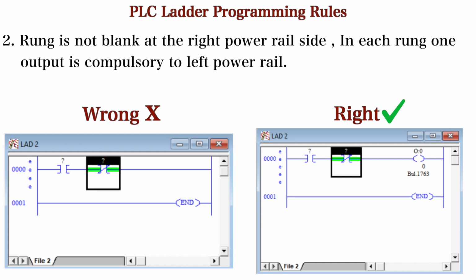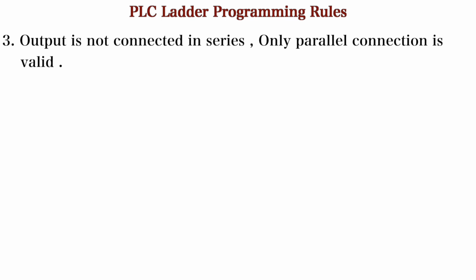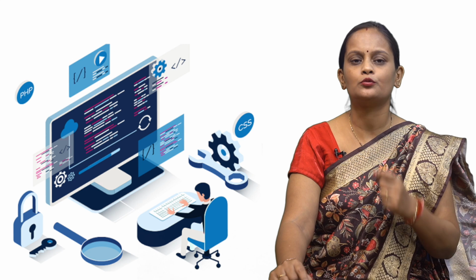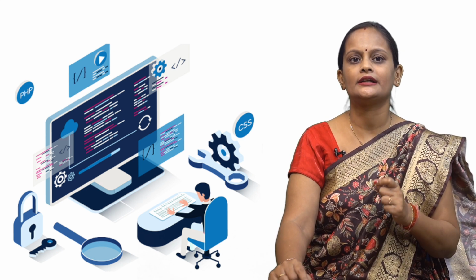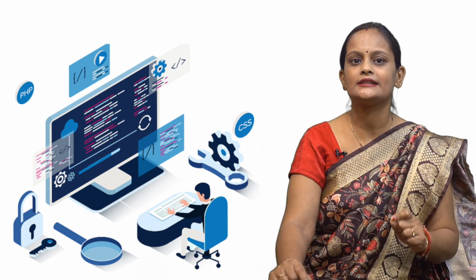Next, the third rule: the output cannot be connected in series, only the parallel connection is valid. It means if you are connecting two or more outputs in a rung, they must be connected in parallel connection. They can't be connected in series.